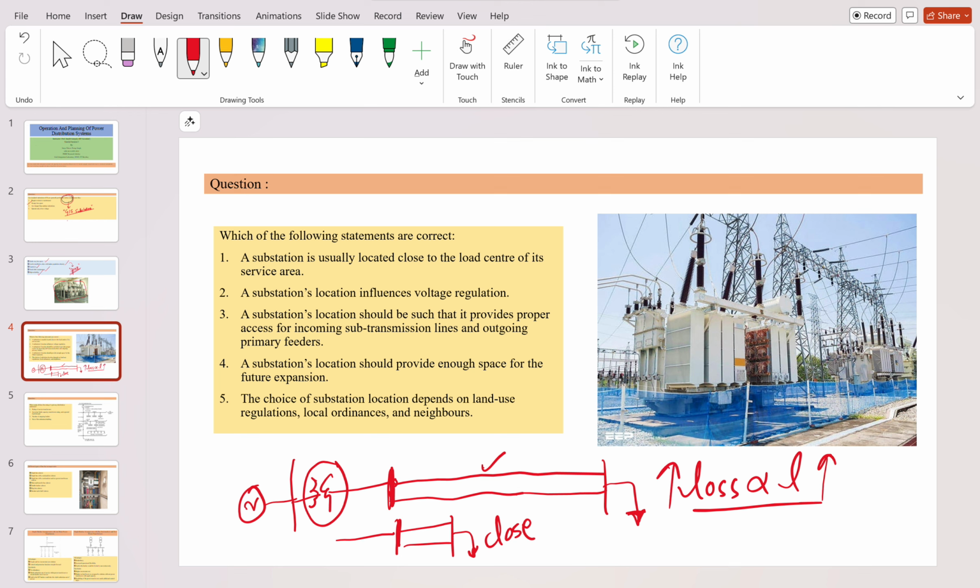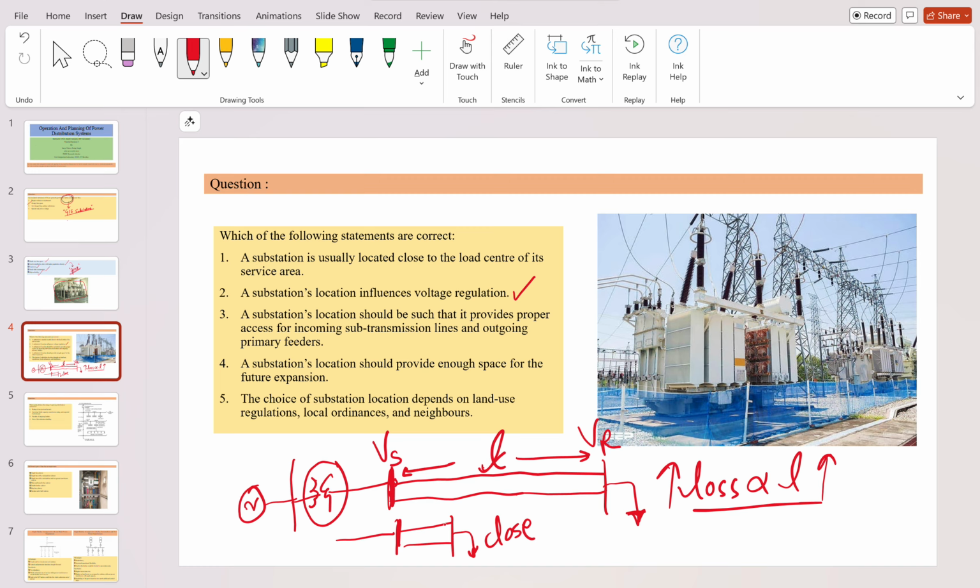So that's why a substation is usually located near the load center of its service area. A substation location influences the voltage regulation. That is true, because of voltage regulation. Suppose this is the sending end and this is the receiving end. As soon as you see the length, suppose this is the length.